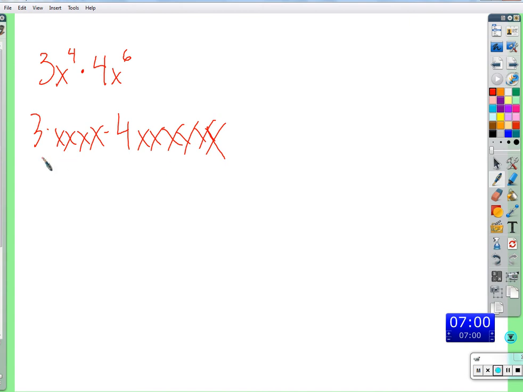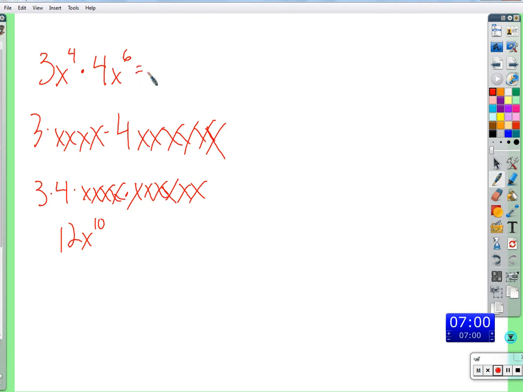It means this. If you saw this, would you take this 3 and add it to this 4? You have a string of multiplication. There's no addition involved, at least the way we're looking at it right here. So we have 3 times 4, which is 12. And x to the, well, we count them all up, and we have 10 x's to multiply together, right? Not adding anything together. We are multiplying 10 x's together, and we're multiplying 3 times 4.